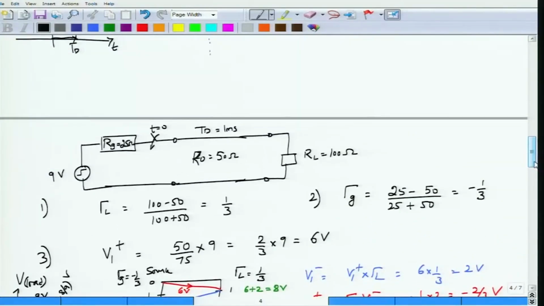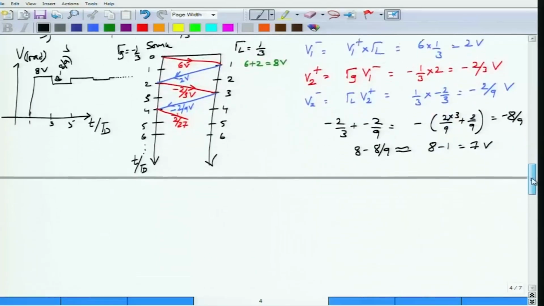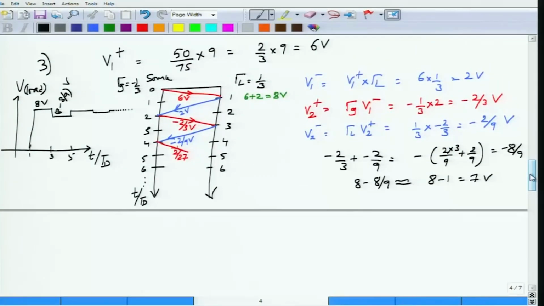Under the steady state condition, the transmission line can be removed and the voltage simply becomes 100 divided by 25 plus 100 into 9 volts, which is 100 by 125 into 9 volts. This would be the steady state voltage at the load side. Okay. So, you can convince yourself by plotting this particular thing.